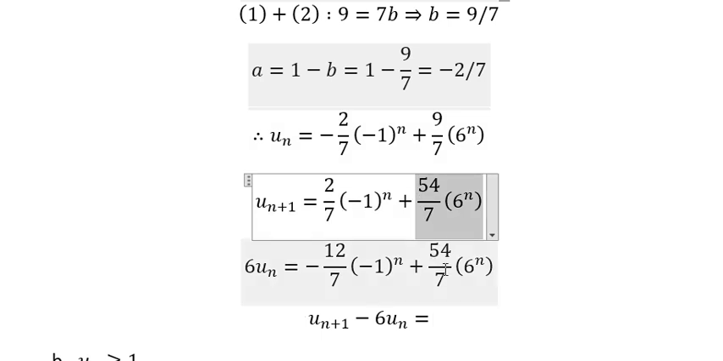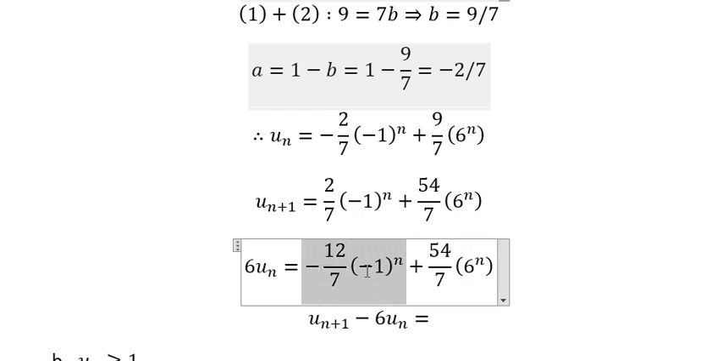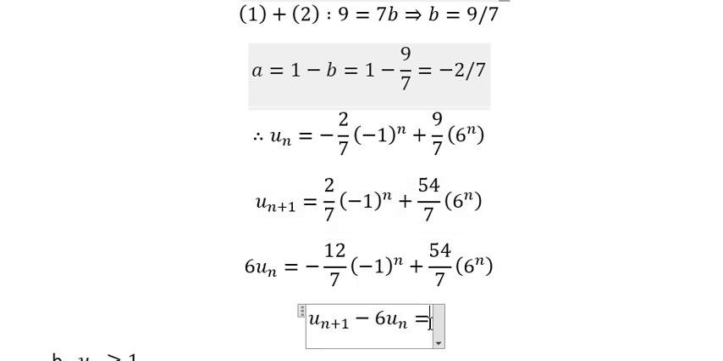This cancels with this, and I have here 2 minus this gives me, since they have the same denominator, I will just add. It becomes 14 on 7, okay? And 14 on 7 is 2, so you have 2 times the common term, which is negative 1 raised to the power n as required.